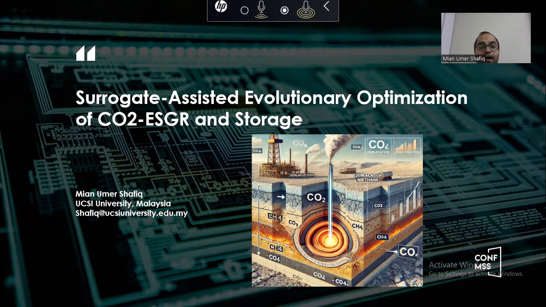And then ESGR. ESGR is basically enhanced shale gas recovery. Enhanced shale gas recovery means that there is a shale reservoir, and we have to produce that shale gas. To produce it, we need to apply different means. One of the means is to inject gas into the reservoir. By injecting the gas into the reservoir, we can increase the pressure, which ultimately produces the shale gas from the reservoir.